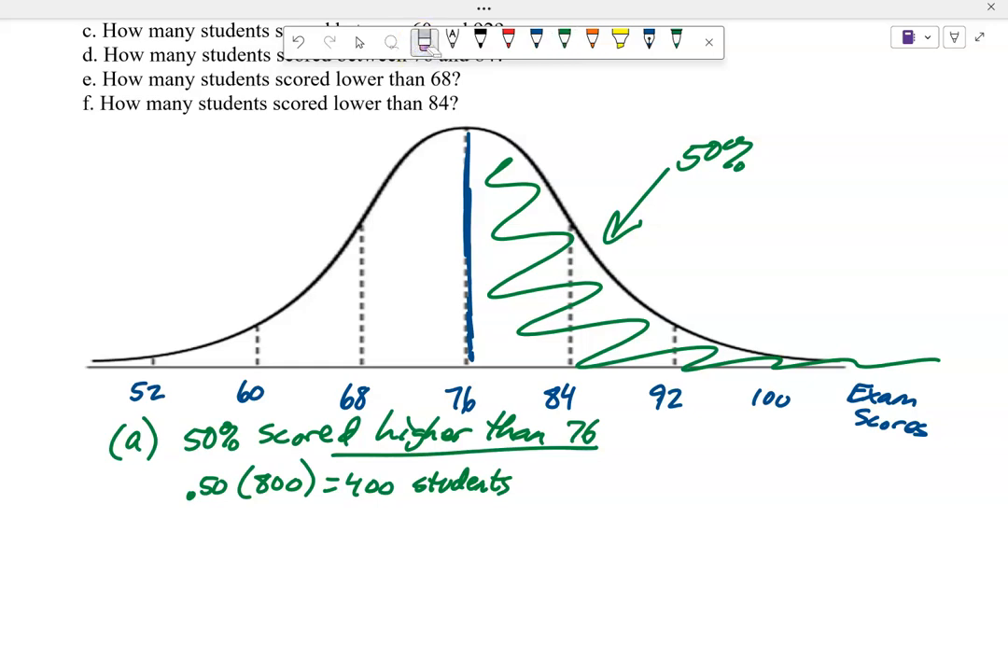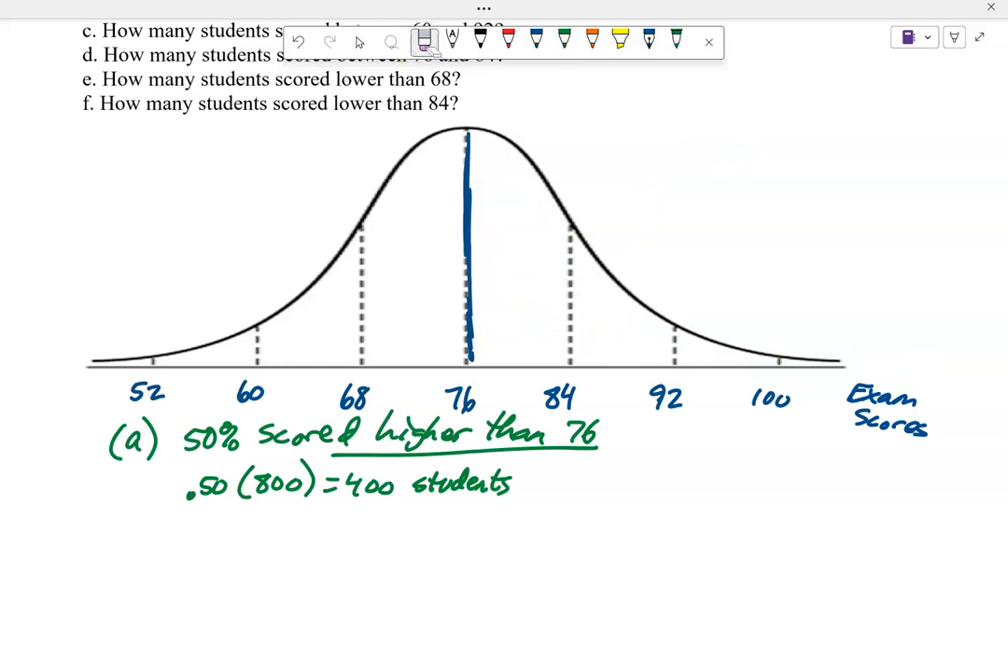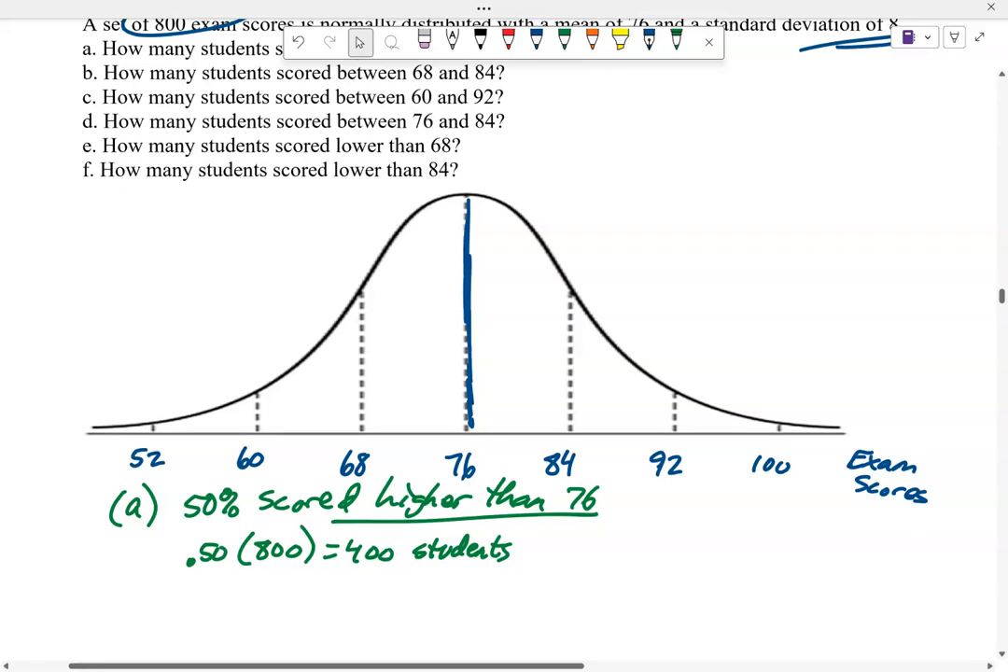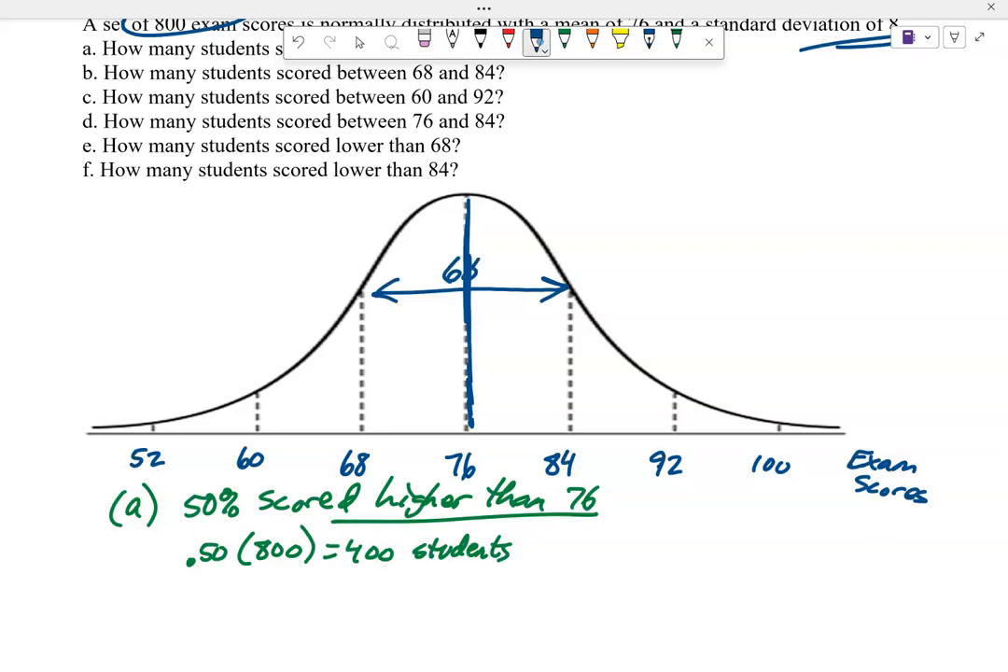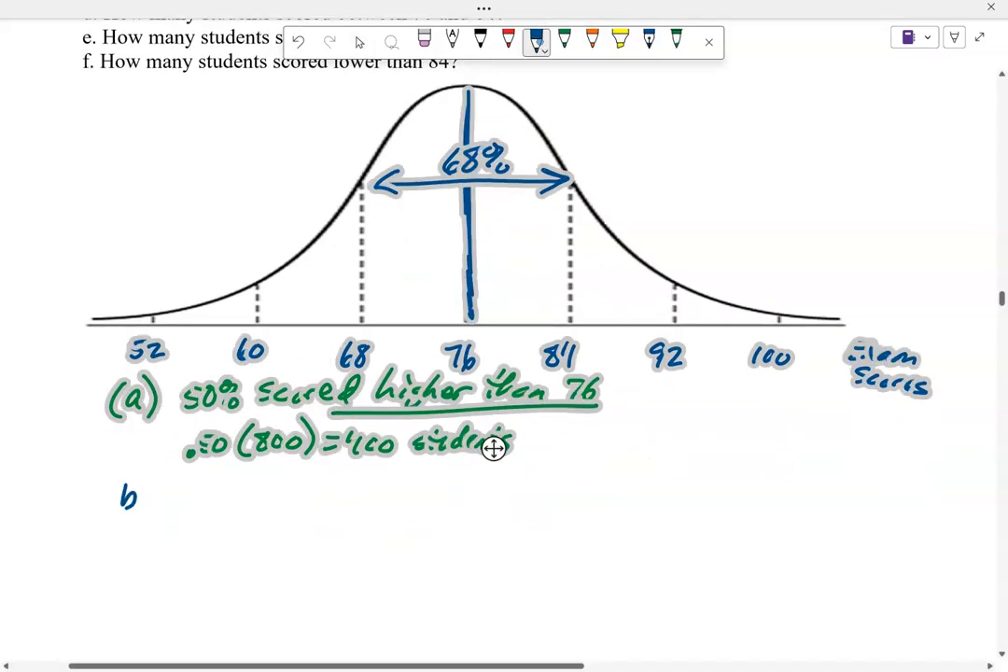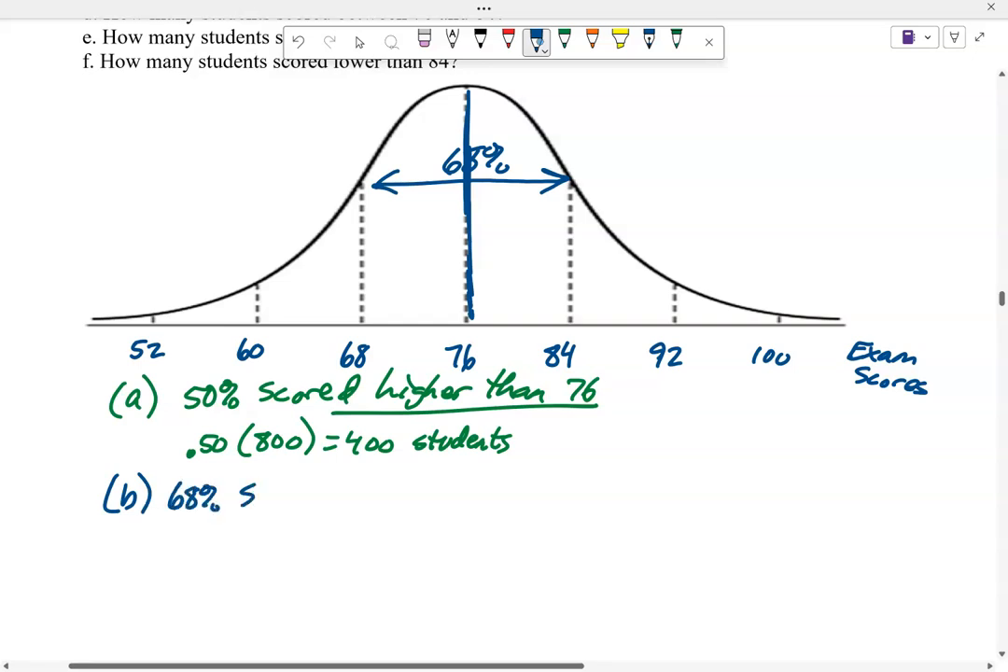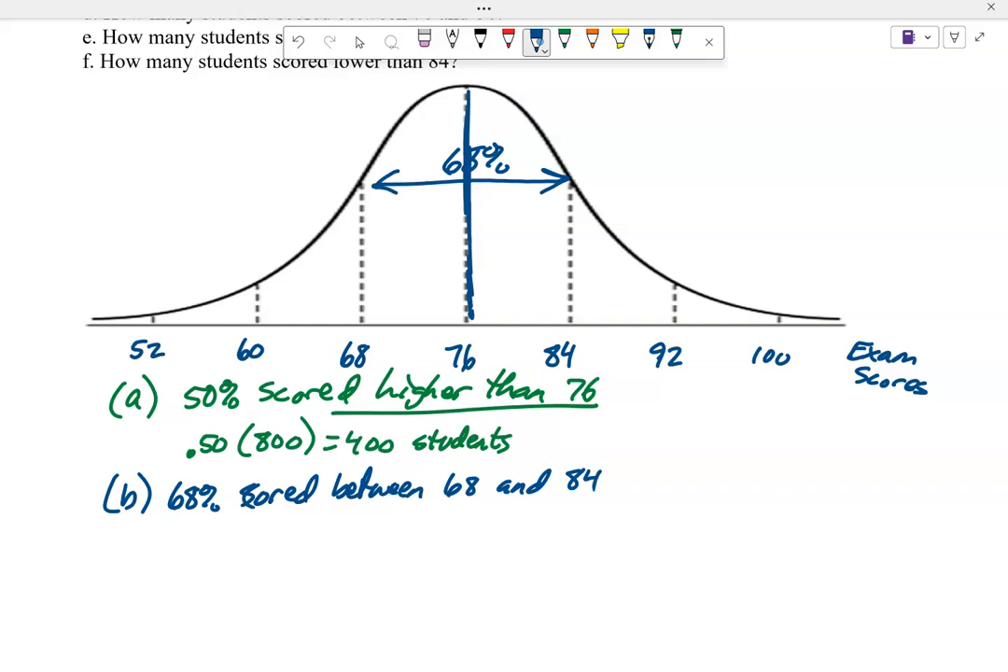All right, let's do part B now. Part B is asking, how many students scored between 68 and 84? Well, we know 68% of students scored between 1 standard deviation below and 1 standard deviation above. So part B, 68% scored between 68 and 84, but we want to know the number of students. So 68% of 800 gives us 544 students who scored between there.